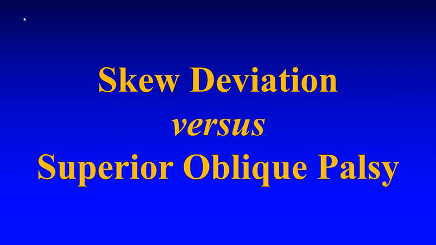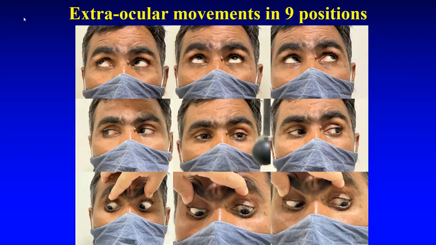Good morning. For the moment, we are discussing differentiation between skew deviation versus superior oblique palsy. Although clinically it is not very difficult to identify superior oblique palsy because of the head tilt, which is to the opposite side. The nine extraocular movements, that is, extraocular movements in nine cardinal positions, is important while doing oculomotor examination. And as you can see that when the patient sees to his right and down, the left eye is hyperdeviated, that is, it is at a higher level as compared to the right eye. So it is likely to be the left superior oblique palsy.